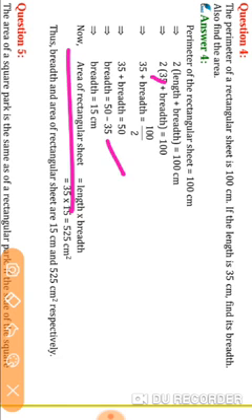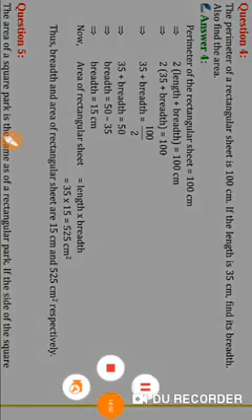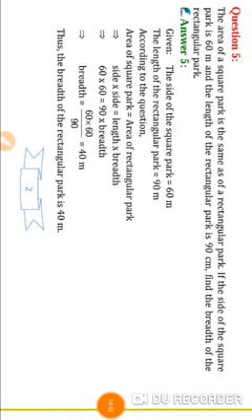So breadth is equal to 50 minus 35, 15 centimeter. So the area of a rectangle is length into breadth. Substitute the values: length 35, breadth 15. If you multiply 35 into 15, it is 525 centimeter square. Now go for the fifth question.